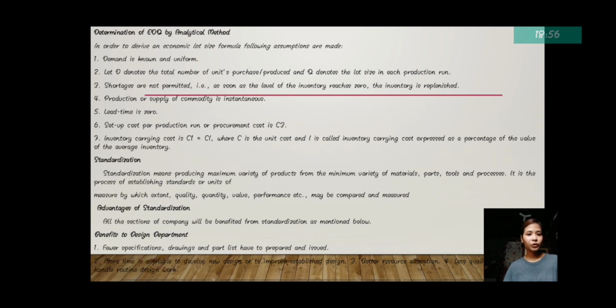So the determination of EOQ by analytical method. In order to derive an economic lot size formula, the following assumptions are made. First, demand is known and uniform. So meaning the demand of the product is known, and also always the same quality.